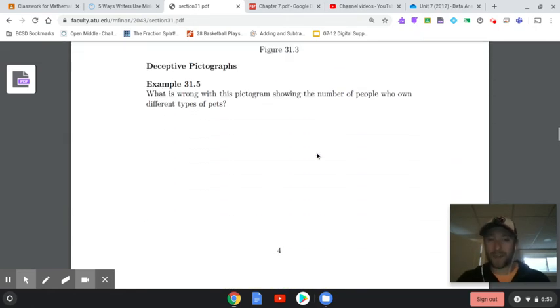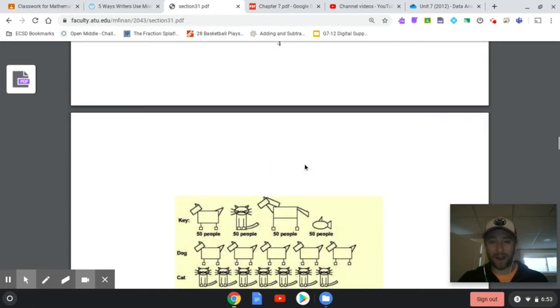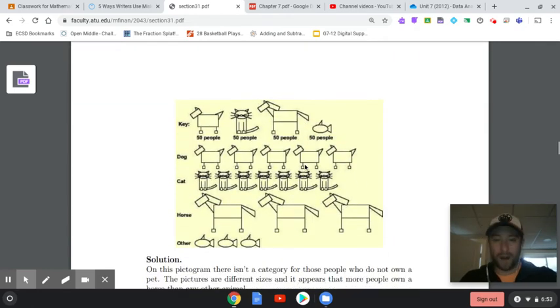Another one's talking about deceptive pictographs, and we're going to get to another example of that in a minute. You know how I feel about pictographs from the last video. All right, here is our mess of a pictograph. It's 50 people is this, 50 people's the cat, 50 people's the horse, 50 people's the fish, the dog, I guess that is. Dog, okay.